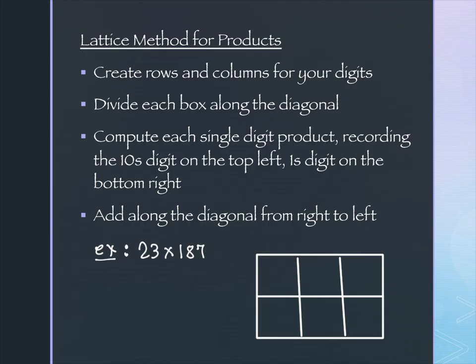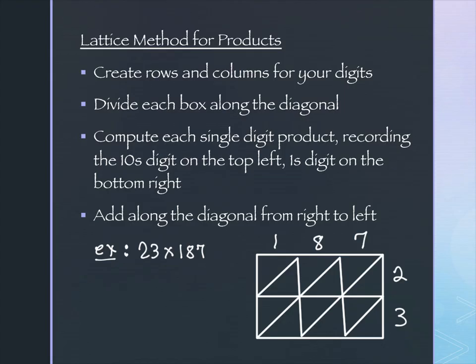Okay, so on the outside of that grid, on the top and on the right, we're going to put the numbers that we're multiplying. So I'm multiplying 187, which I'm going to put on the top because I made mine 3 wide, and 23, which I will put on the right because I made it 2 long. Okay, is that okay? All right. It talked about dividing each of these boxes along the diagonal. So that's what this is doing. We're splitting our boxes into diagonal halves. Okay, pretty good so far.